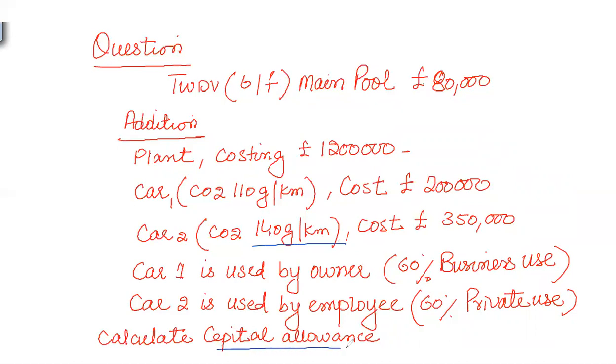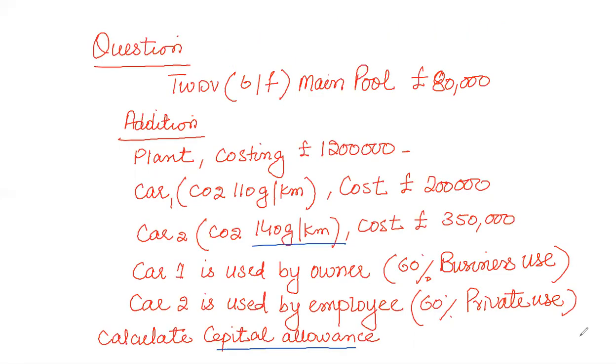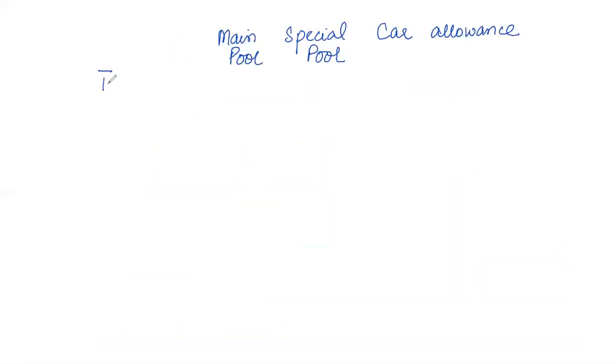Calculate capital allowances. So we have been given a main pool, and we have a special pool item as well as a separate item. So let's work it out. We have the main pool, a special pool item, and a car for a separate pool, a separate column, and the total of allowances. So TWDV brought forward is 80,000.